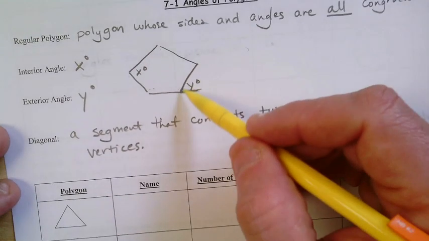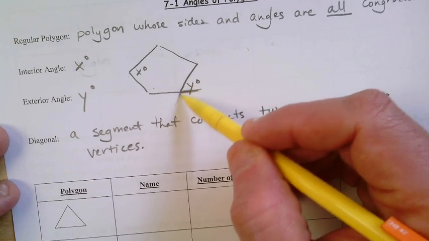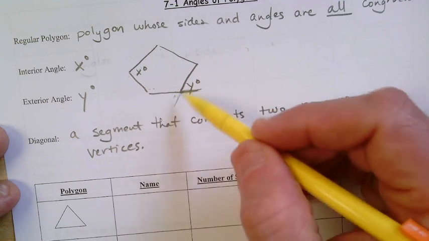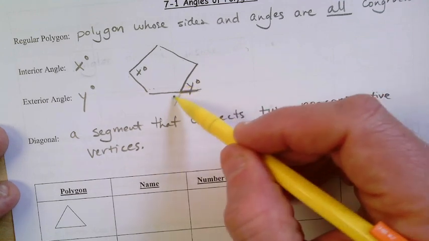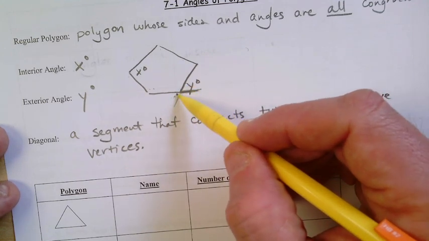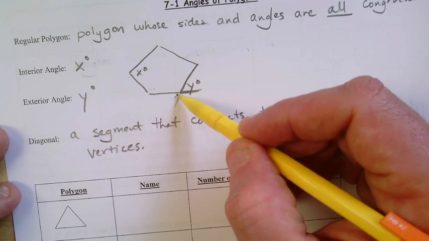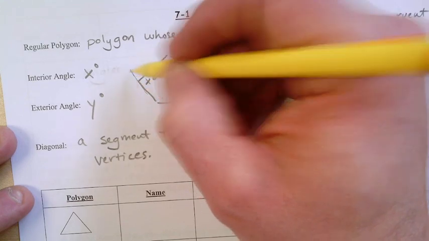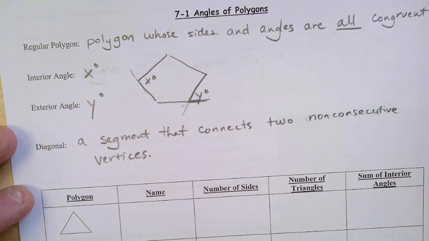Now, I can have two exterior angles from a common vertex. If I was to extend this side out right here, this would also be an exterior angle. But what do we notice about these two exterior angles? They're vertical angles, so they're going to be congruent to each other. So again, what is an exterior angle? It is to extend a side beyond the vertex, and that angle right there is going to be the exterior angle.